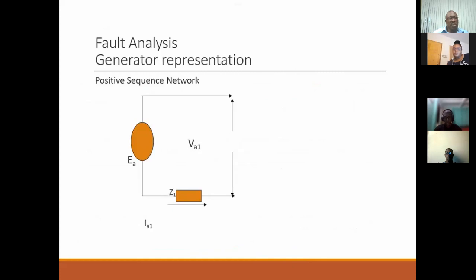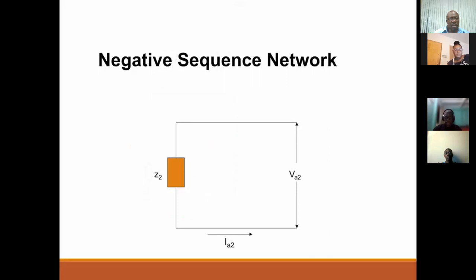So for your generator, just as a quick reminder, we'll have our Z1, and of course, remember the direction of the current, IA1 going out. And of course, V1 or VA1 would be equal to EA minus I1 Z1.